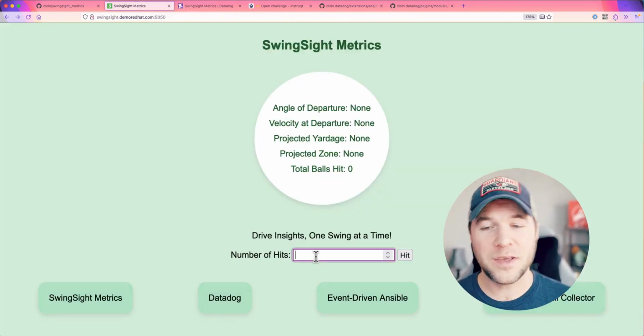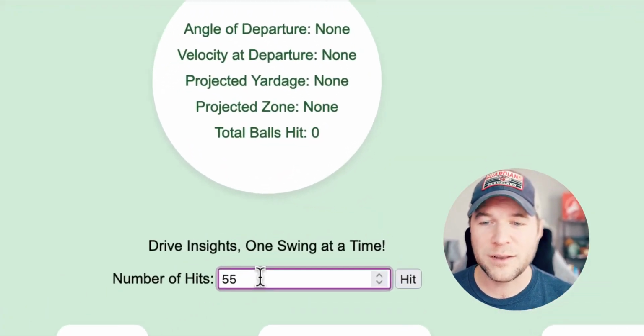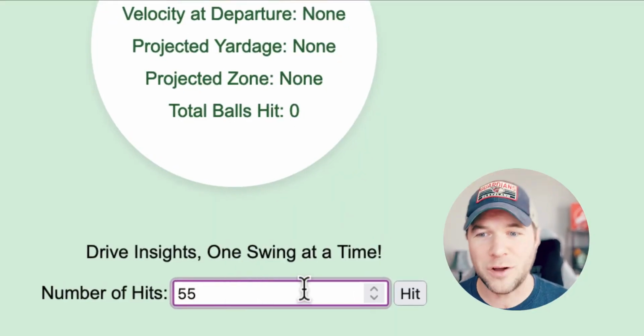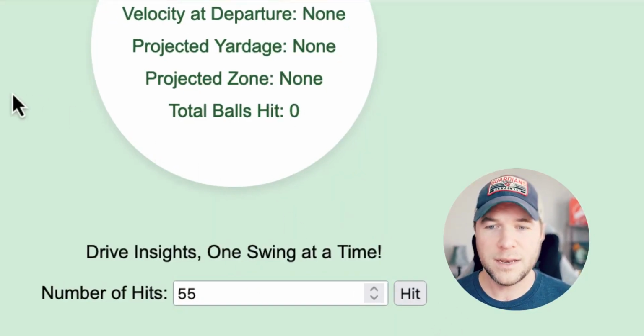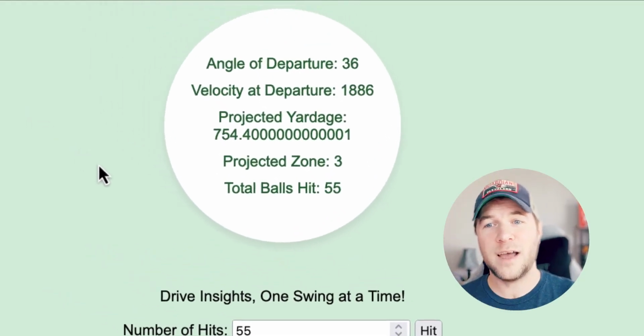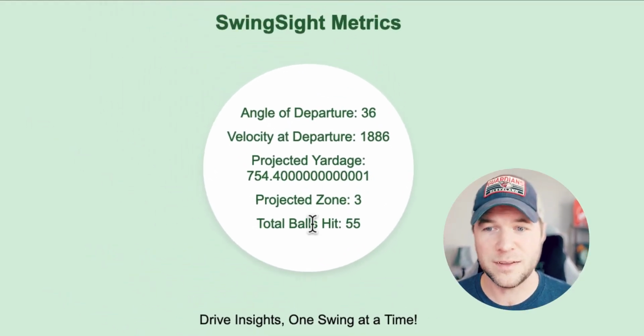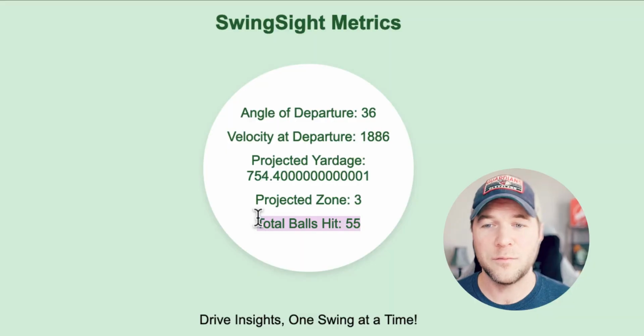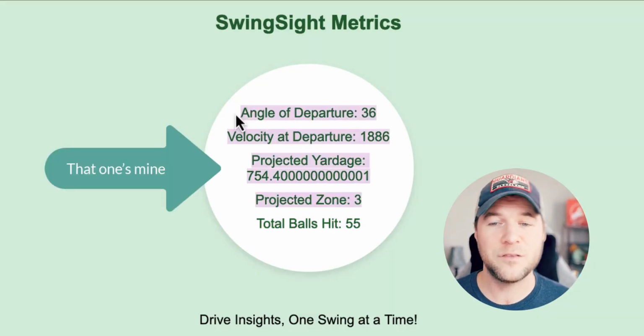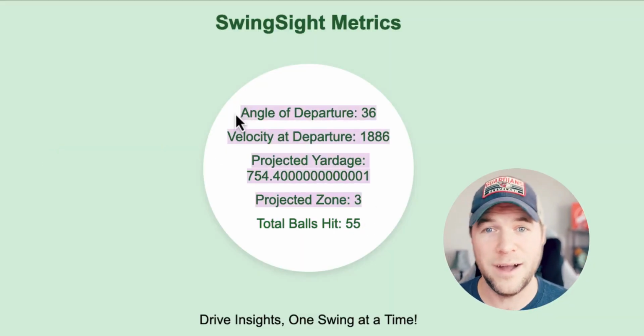Back here on my Swing Sight application, I'm going to simulate 55 balls being teed off into the driving range. Now, once I hit those balls, you can see my dashboard within the application updates. I can see 55 balls are in the field, and then I get the latest metrics for the last ball that left the tee.